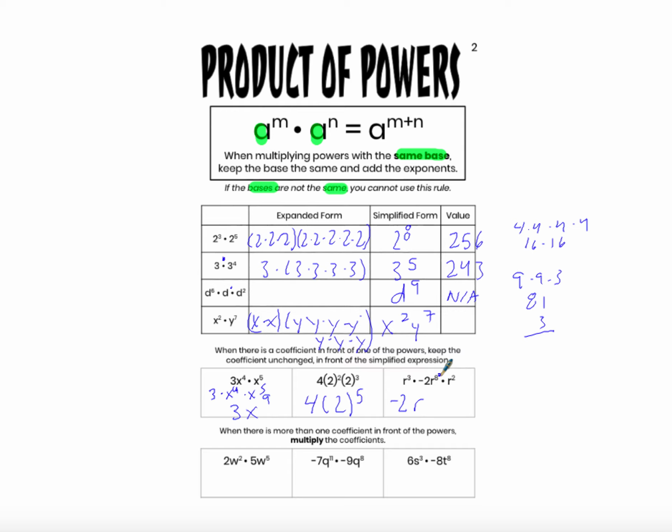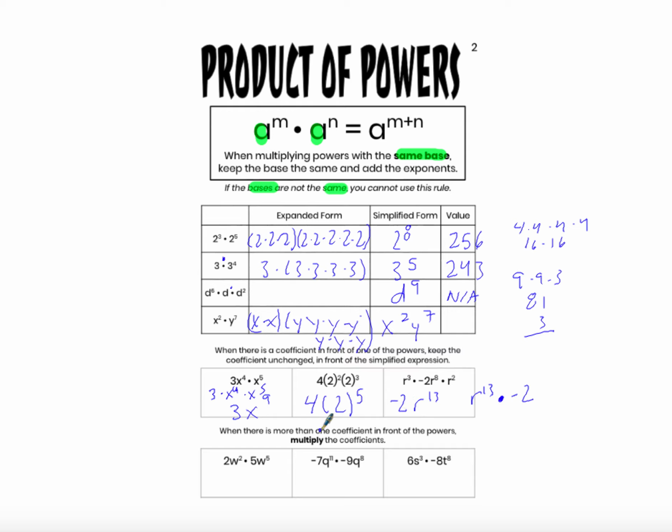R to the 3rd times R to the 8th times R squared is R to the 3 plus 8 plus 2, which is 3 plus, it's 11 plus 2 is 13. -2 times R to the 13th. I mean, that is equivalent to R to the 13th times -2, but that is not very pretty. Coefficient number goes in the front.